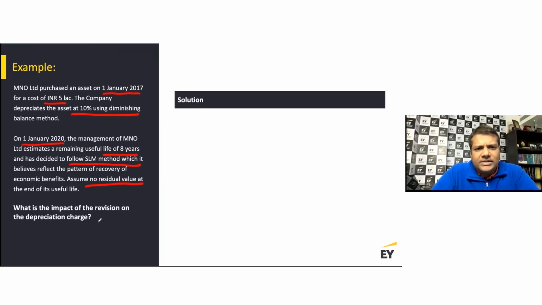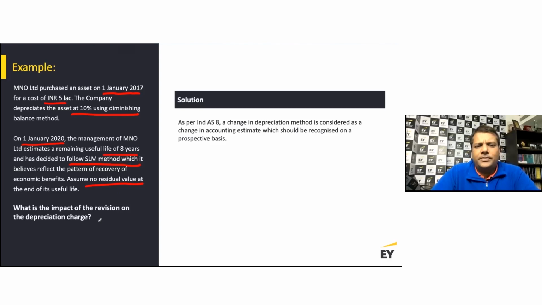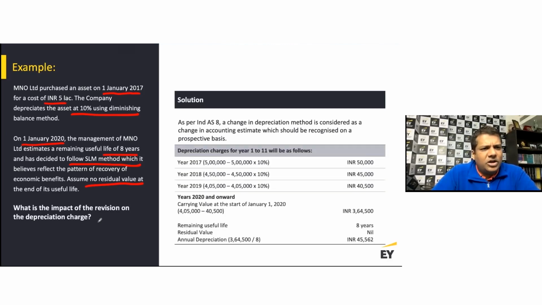Okay, so looking at the solution here, as per Ind AS 8, a change in depreciation method is considered as a change in accounting estimate, which should be recognized on a prospective basis. So I'm going to first assess what my carrying value is as of 1st of January 2020, right? So depreciation charge for the year 1 to 11 will be as follows.